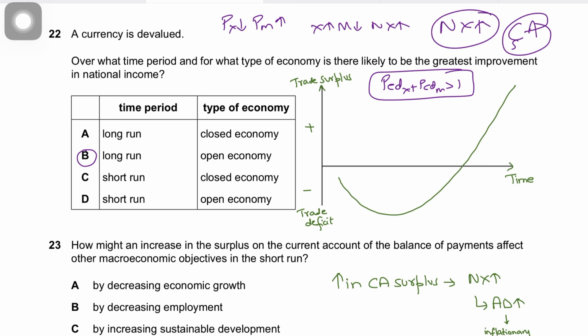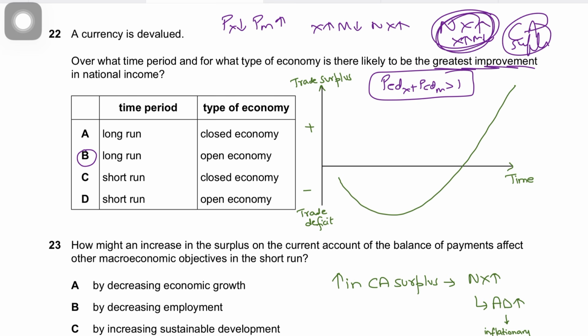When your current account is recording a surplus, and your net exports are improving, meaning exports are going up and imports are falling, it simply means that national income would go up, because net exports are a component of AD. If your current account records a surplus, it would record a rise in real GDP. Then national income has to go up, right? So that's what it was saying: greatest improvement in national income.